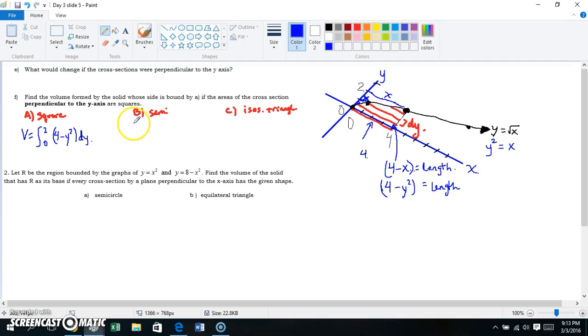If we're going to do semicircles, our volume is going to be the integral from 0 to 2 of pi eighths times 4 minus y squared. So the reason why it's pi eighths is because I had to take 4 minus y squared, multiply by a half. That's my radius, and I'm going to square it. So I think I need my square down here as well.